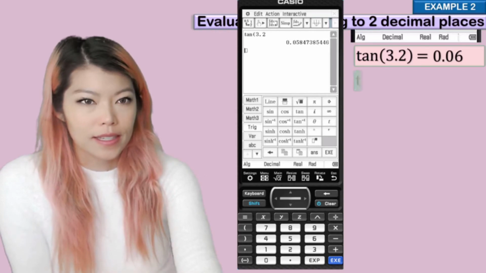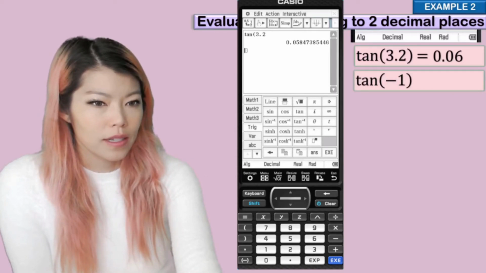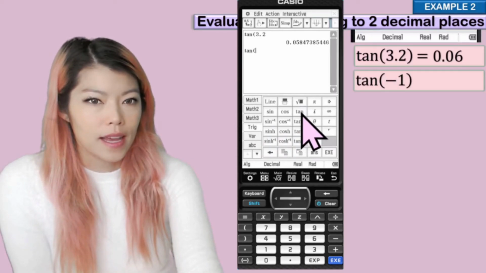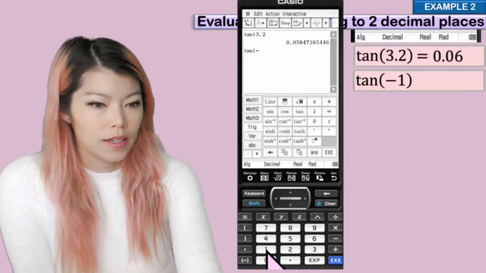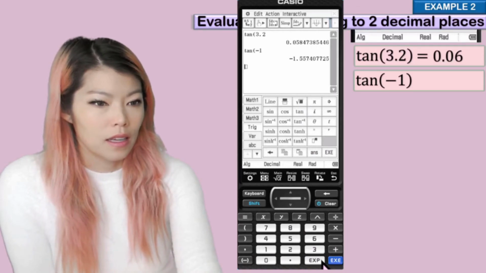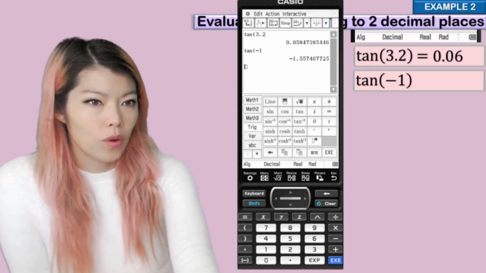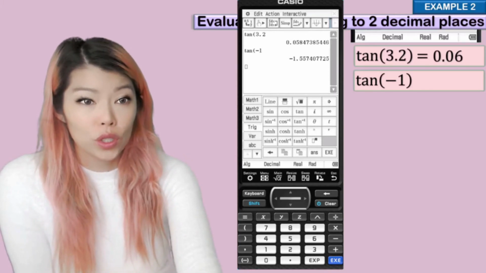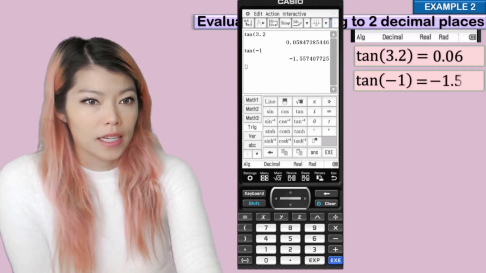Let's do the next example. Tan of -1. Again, you go to trig, tan, click on -1, enter, and we see that it's -1.557. Rounded to 2 decimal places, it will be -1.56.